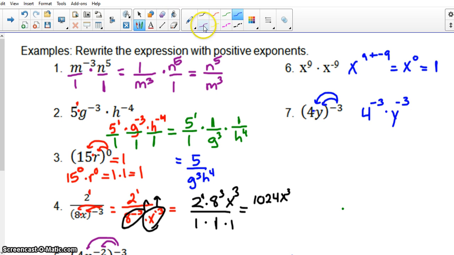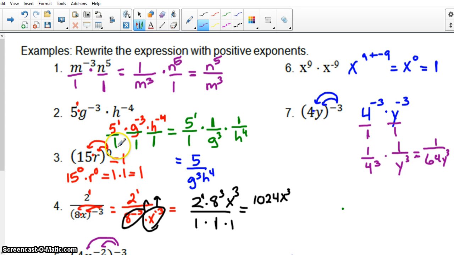Since I do not have fractions, I'm going to make this into a fraction by putting a 1 underneath. Everything's on the wrong floor in this problem, so I'm going to flip this and make this 1 over 4 to the 3rd, and I'm going to make this 1 over y to the 3rd, and then finally I'm going to simplify out my copies of 4 that I have and put it together for the final answer of 1 over 64 y to the 3rd.